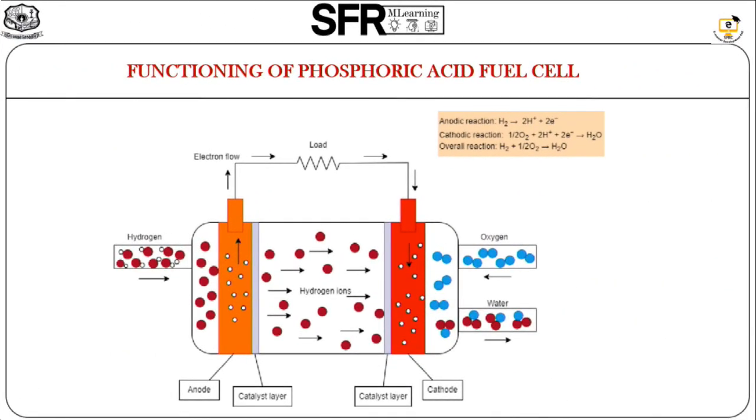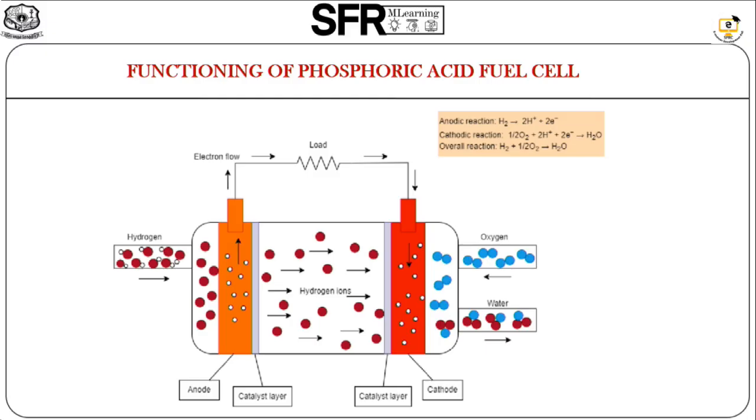Let us now see the functioning of a phosphoric acid fuel cell. Here in the phosphoric acid fuel cell, pure hydrogen is supplied at the negative electrode and oxygen is supplied at the positive electrode. Platinum serves as the best catalyst for both electrodes.